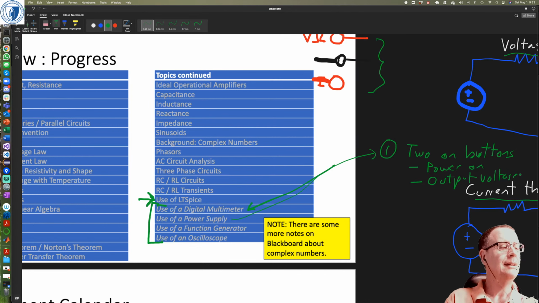So that's one thing. The other thing with the power supplies we have in the class, in the lab, is they have what's called a current limit on them.